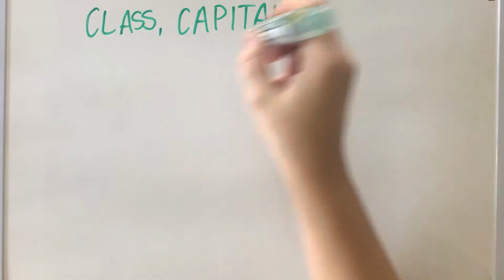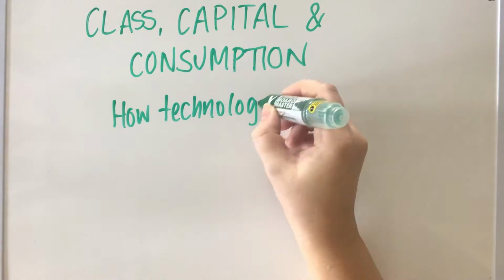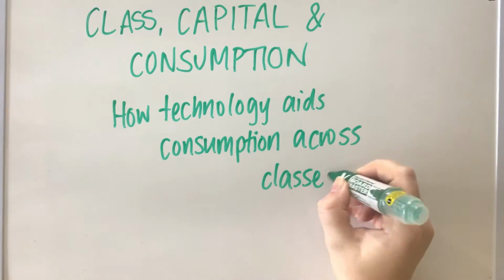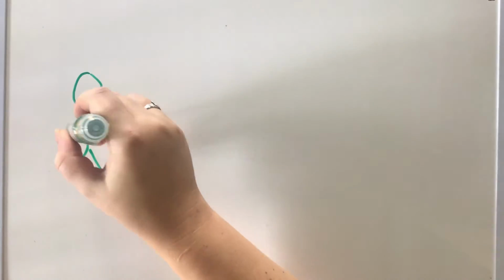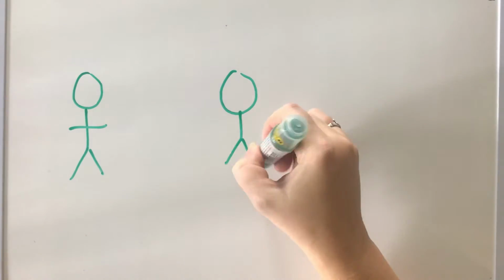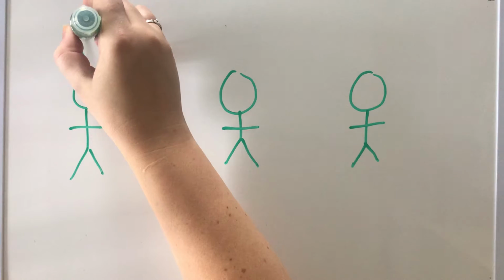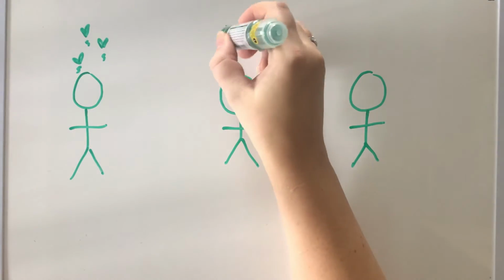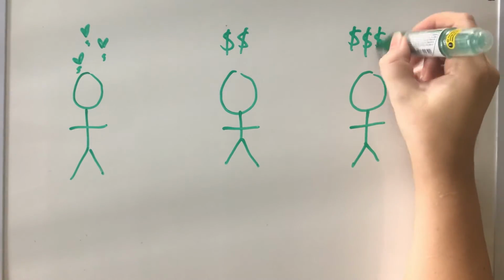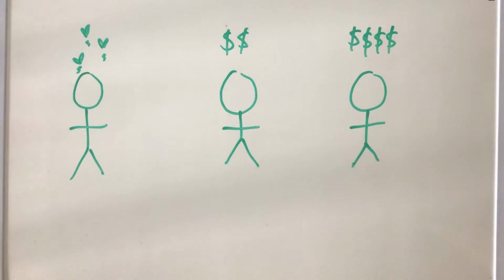Today, we will be looking into class, capital, and consumption, more specifically how technology aids consumption across classes. First, let's take a look at what a class is. A social class is a system of ordering society whereby people are divided into categories based on their perceived social status and/or economic value. Class designates a social and economic position, and it always involves an antagonistic relationship between classes.